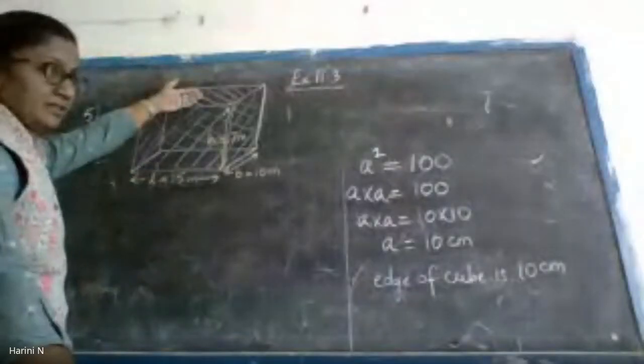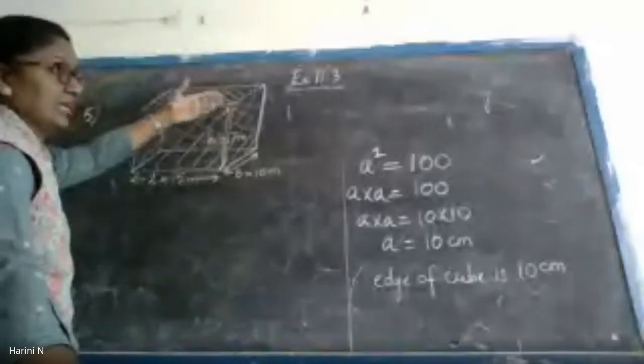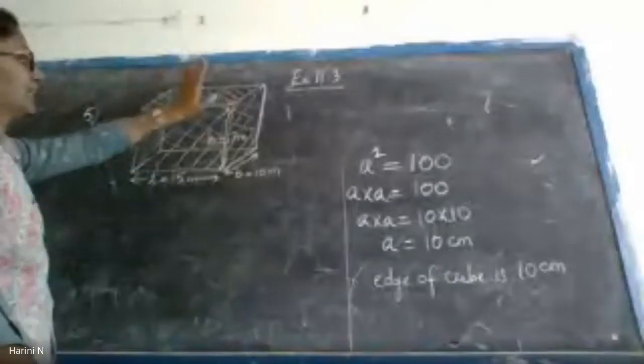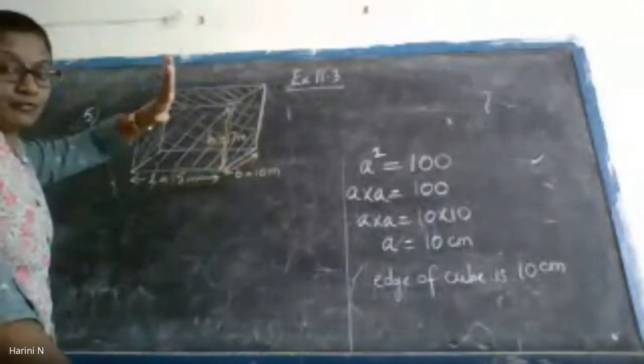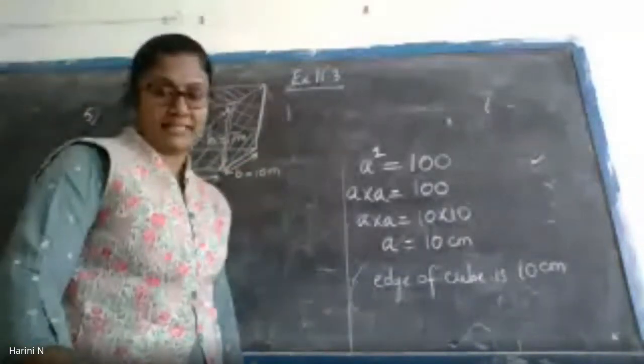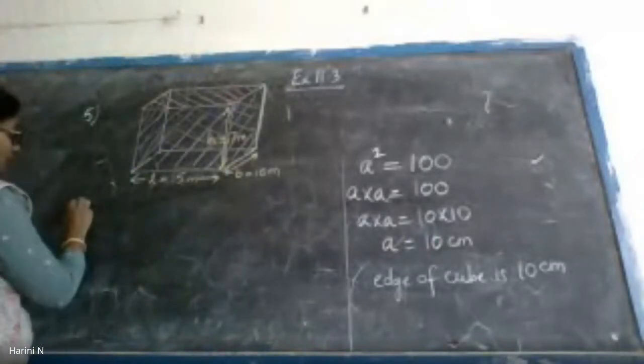Ma'am, 4. Ma'am, 5. 5 faces because the top is 1, correct? Then front is 2, back is 3, left is 4, and the right is 5. So 4 walls and the ceiling. So 5 faces have to be painted. So area to be painted.